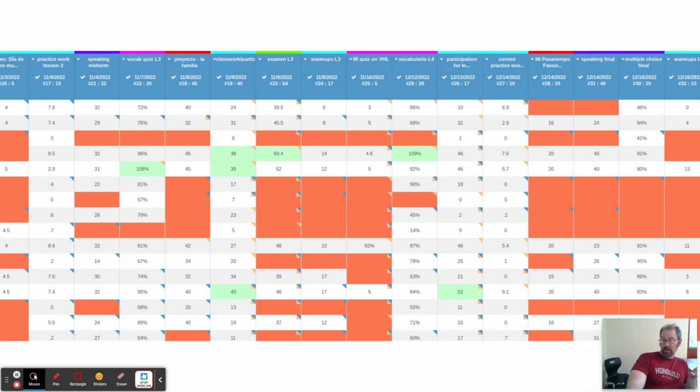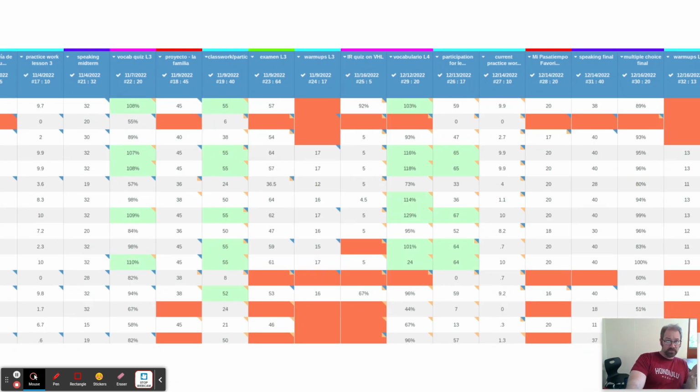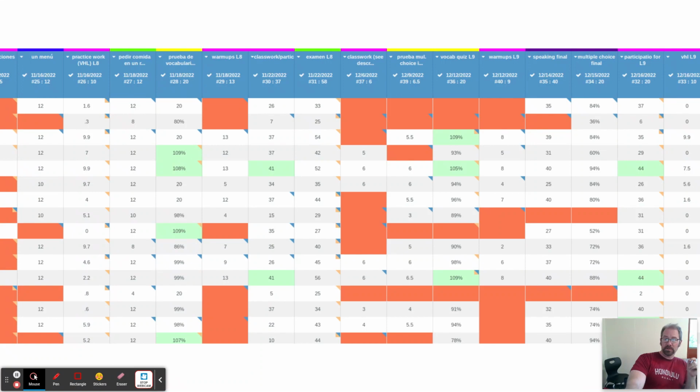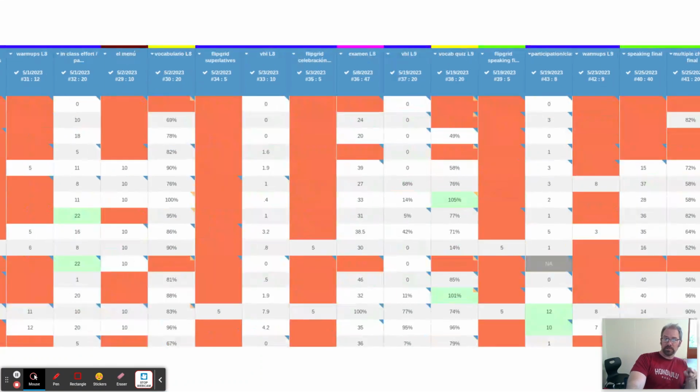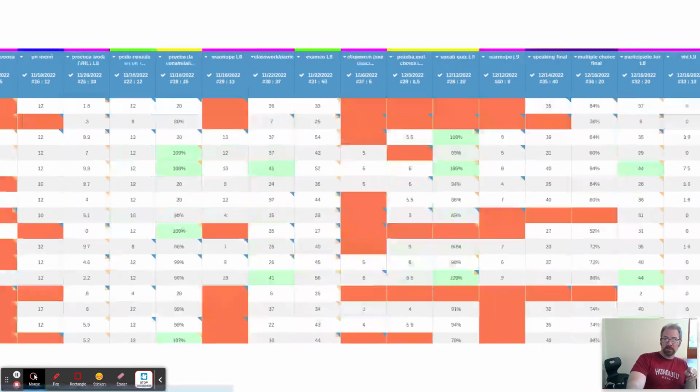I think it's kind of obvious that there's significantly less red. This is a Spanish 1 class, and then this is the Spanish 2. So let's look at just the Spanish 2. Here's the Spanish 2, and here's the current semester Spanish 2. To me, it stands out. If I were to zoom out, you would see it. It's significantly less red.